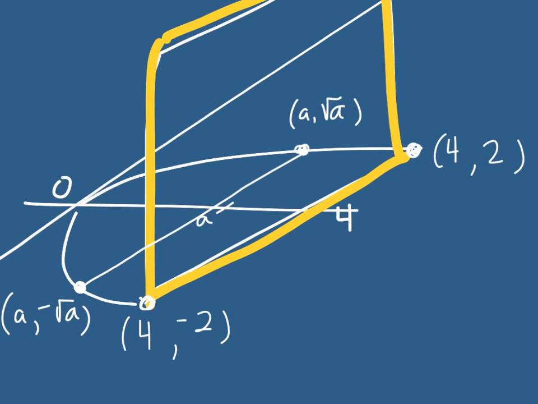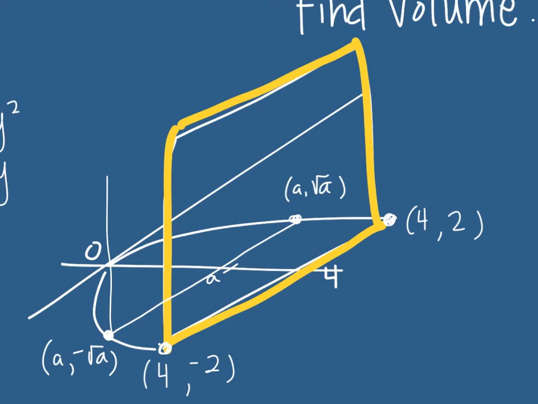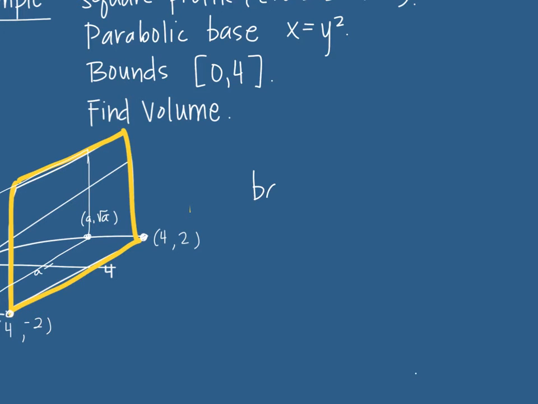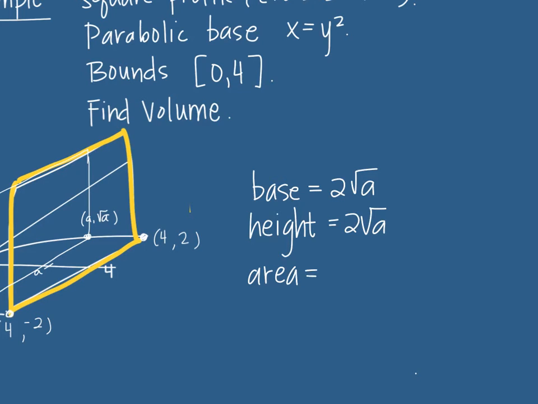Well, then what's the height of the square that comes up from that? Also 2 rad a. So then what is the area of that square at an arbitrary point? Okay. All right, so the base is 2 rad a. The height, if it's a square, must also be 2 rad a. And the area is then base times height, which is 4a.